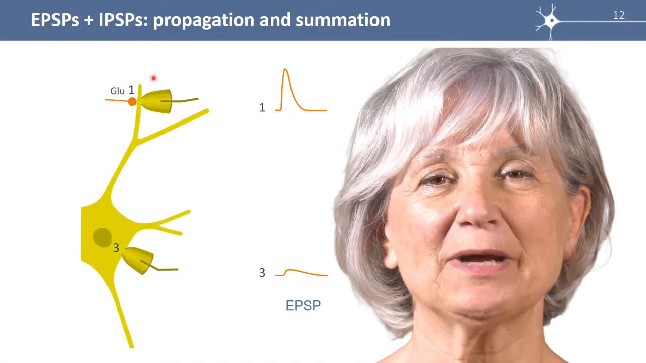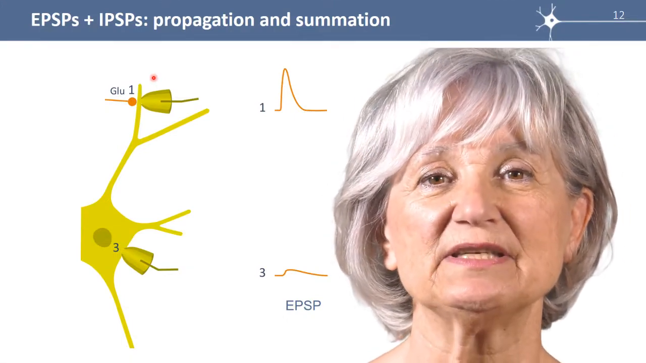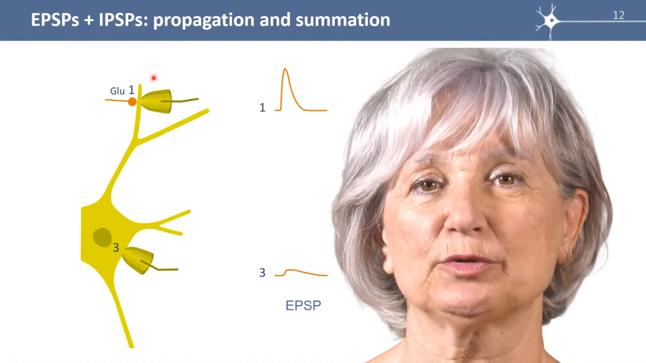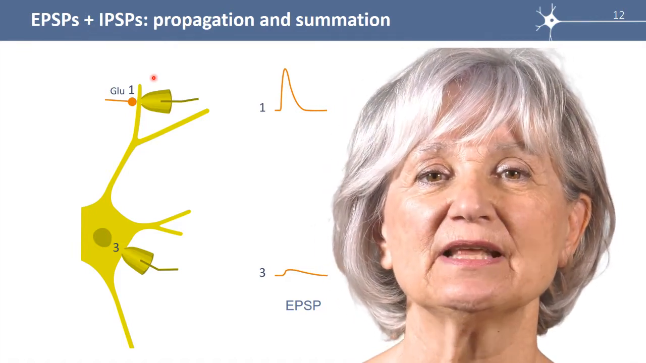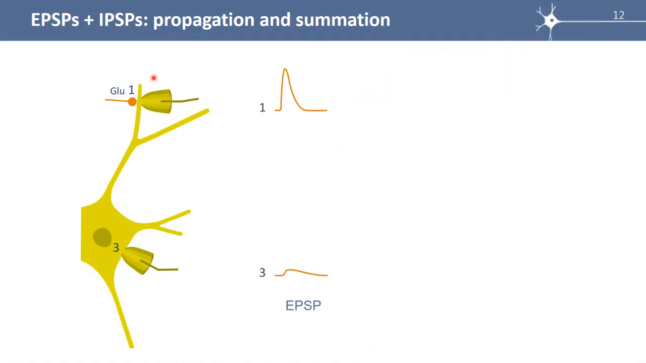Let's look at the propagation and summation of ePSP and iPSP whenever they are produced together and give rise to a compound PSP that we saw on the first slide. We will proceed step by step. At point 1 here is a glutamatergic synapse, and we record an ePSP of a certain amplitude.